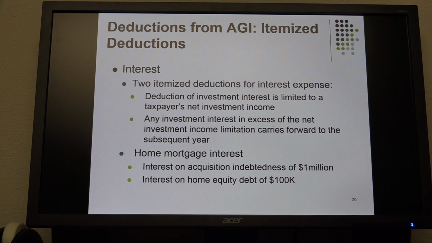Now note, there's two limits here on the mortgage interest deduction. The taxpayer may only deduct mortgage interest on up to $1 million of acquisition indebtedness, and the amount of qualified home equity indebtedness is limited to the lesser of the fair market value of the qualified residence in excess of the acquisition debt related to the residence. So what they're talking about there is how much equity do you have in the home?